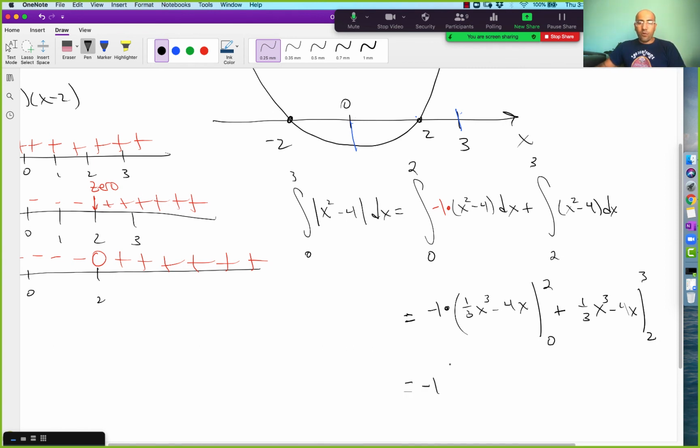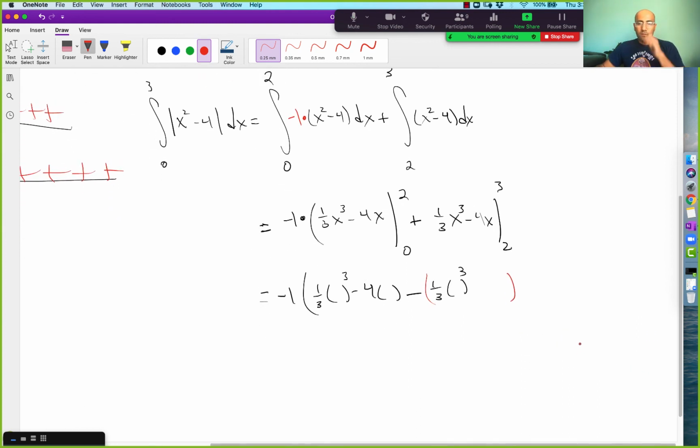Which gives me -1, 1/3 something cubed minus 4 times something, minus 1/3 something cubed. Well, okay, what do I want to do? Let's put it in parentheses, I guess. Minus this and this. Minus something minus 4 times something.